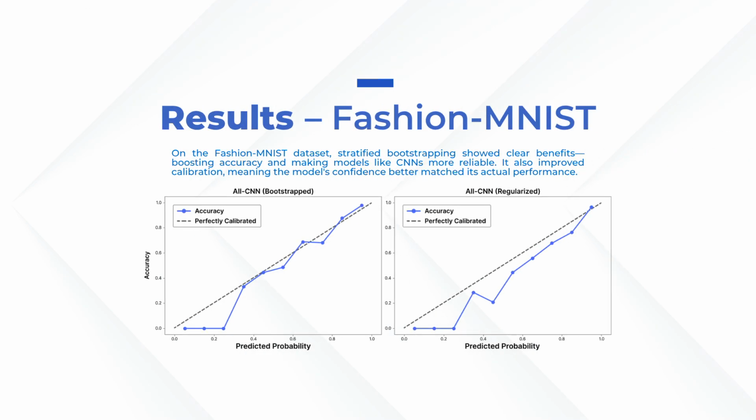Here's the cool part. In the Fashion-MNIST dataset, stratified bootstrapping really worked. Accuracy went up, and the model was more reliable, especially in models like all CNNs. It also improved calibration, which means the model became more confident in its predictions. That's a big deal when it comes to building trust in AI systems.